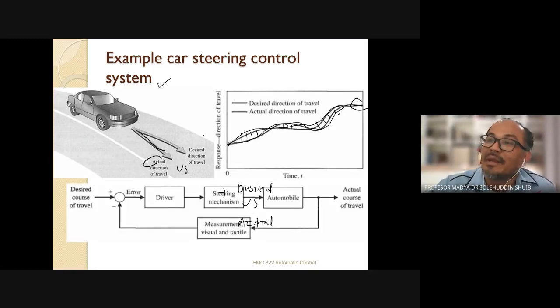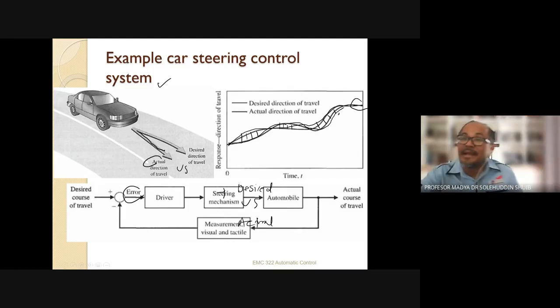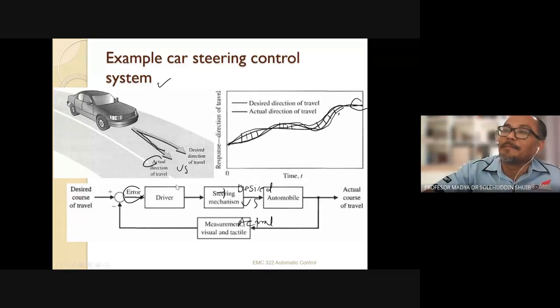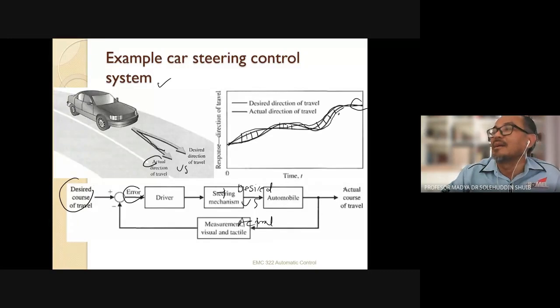That's why we call it error. So we look at this box again. We start with a desired cost of travel, and then this is the actual direction of travel versus time.